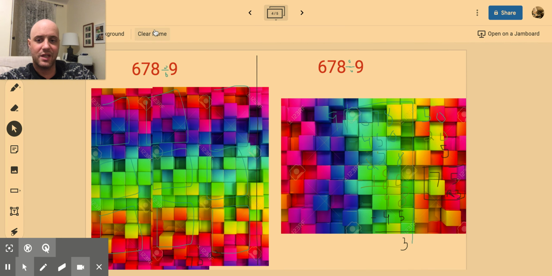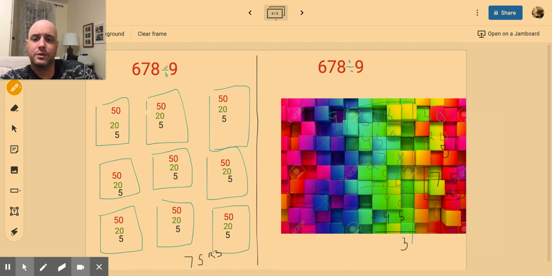Okay, next one, same thing. 678 divided by 9. When you get started, think, what is the largest number, the biggest multiplication fact you know that you can multiply by 9 to get close to 678? So I know you all know 9 times 5 because you can count by 5s. 9 times 5 is 45. So the first thing I said, let's put 50 in each. If 9 times 5 is 45, 9 times 50 will be 450.